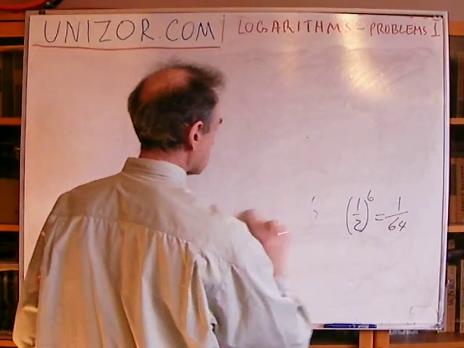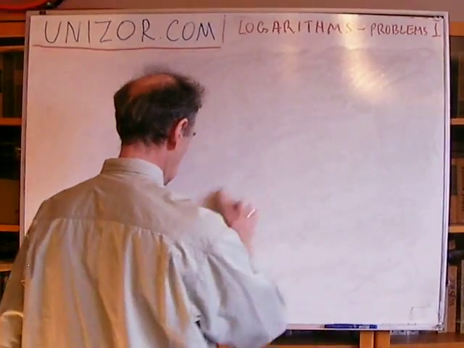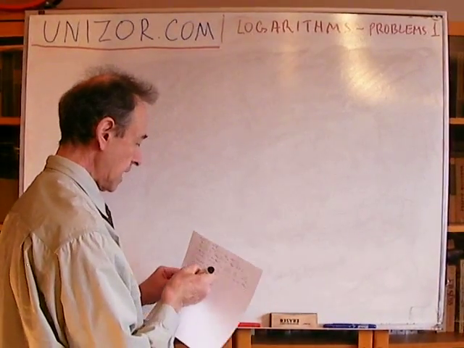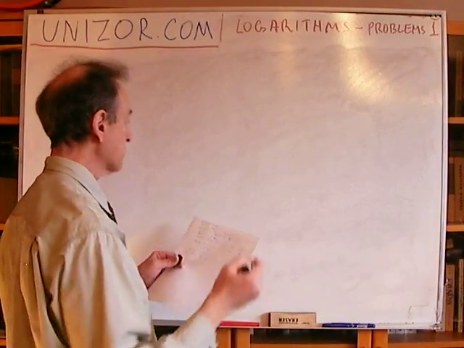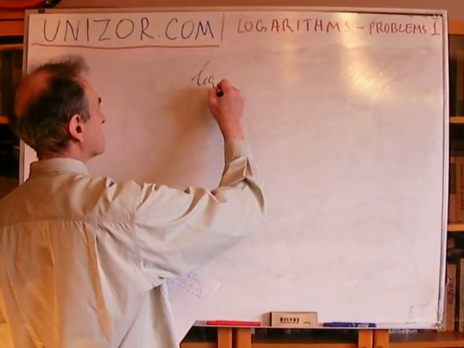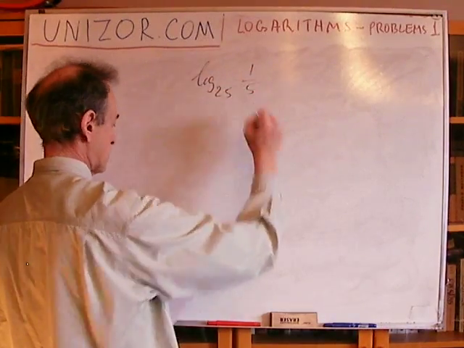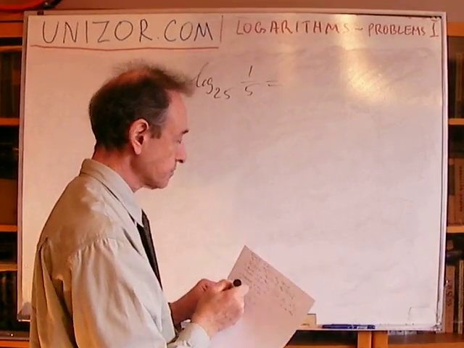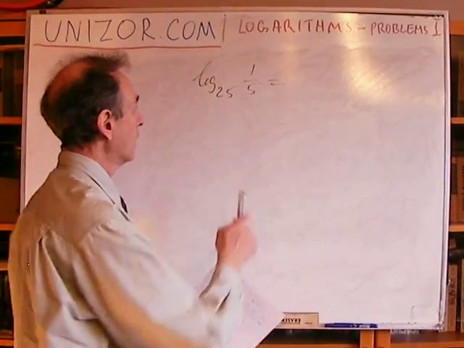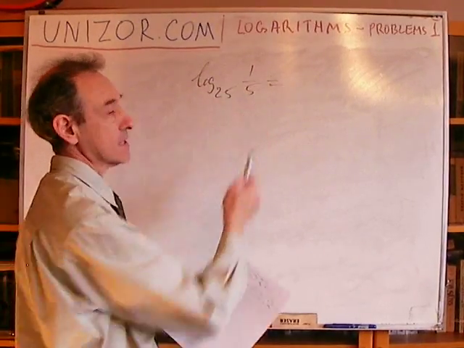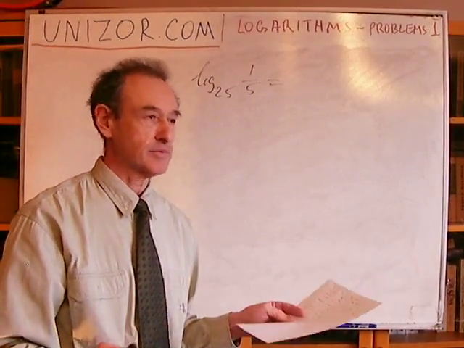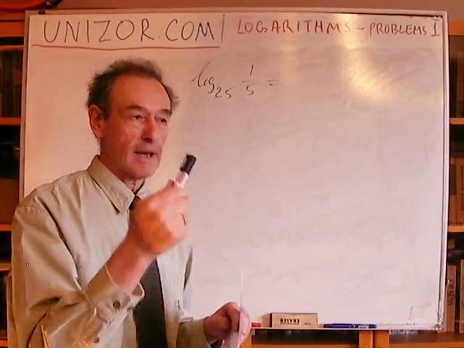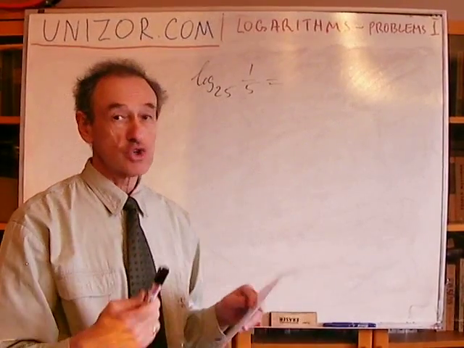And now I have the last series of problems, which is exactly the same as the previous one, but now the base is 25. So, log base 25 of 1/5. As I was saying before, this thing is greater than 1, this thing is less than 1, so definitely our exponent, the power we have to raise 25 to, should be negative.